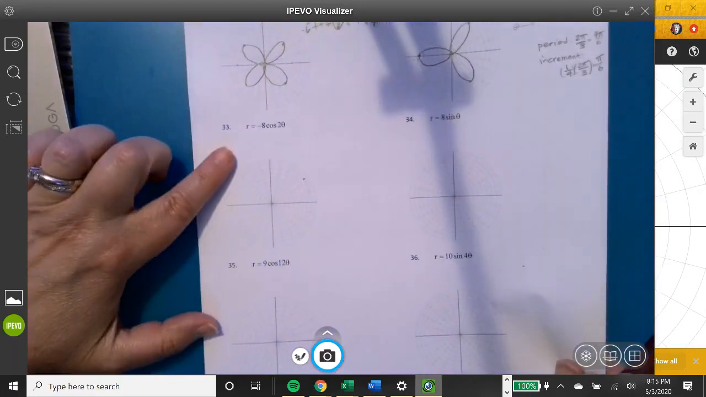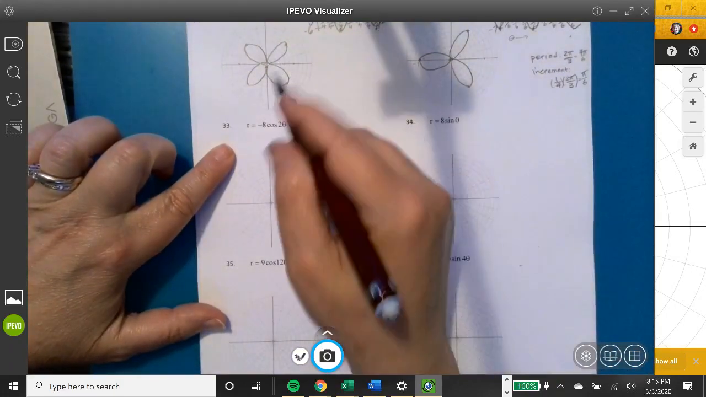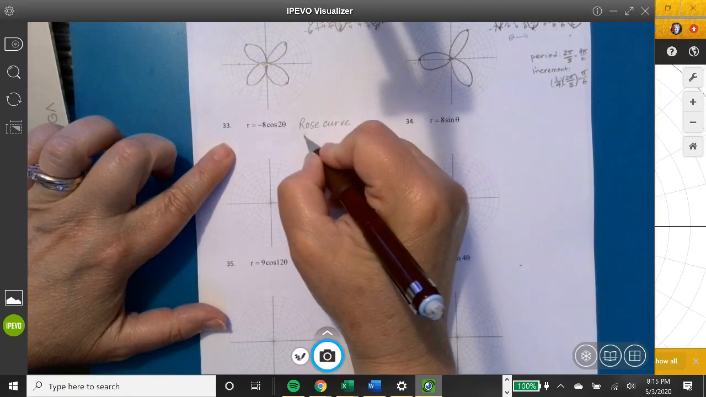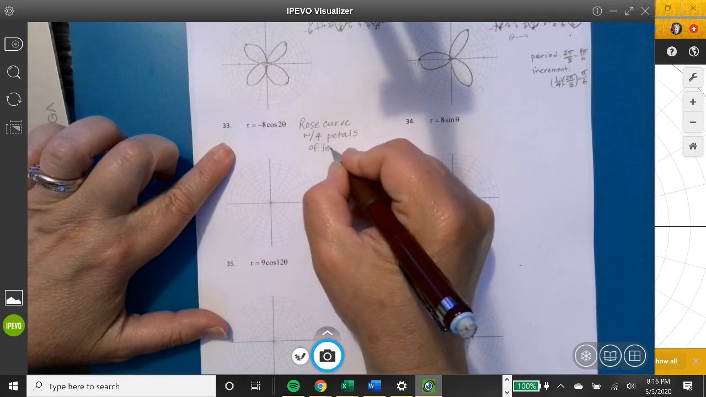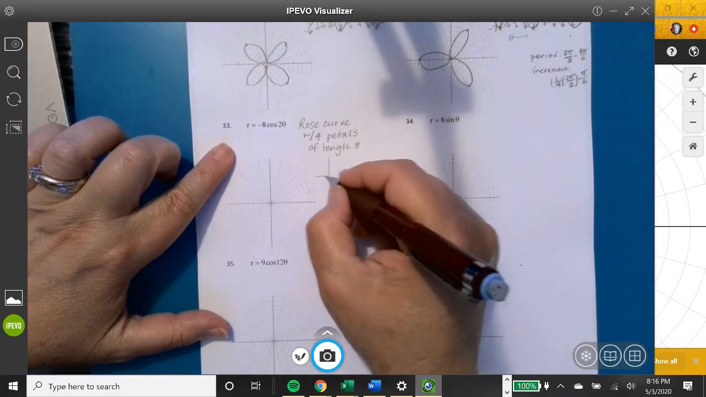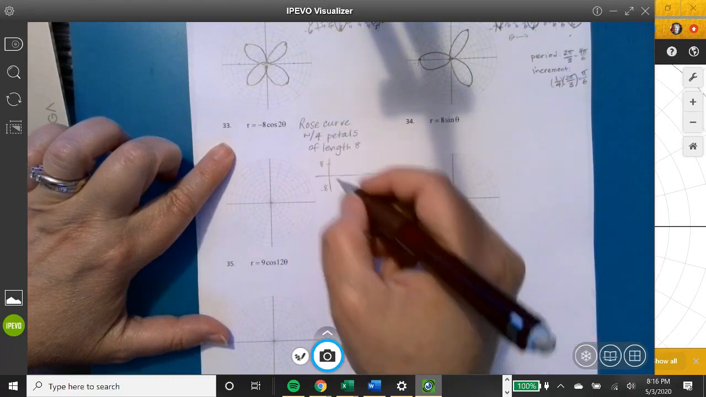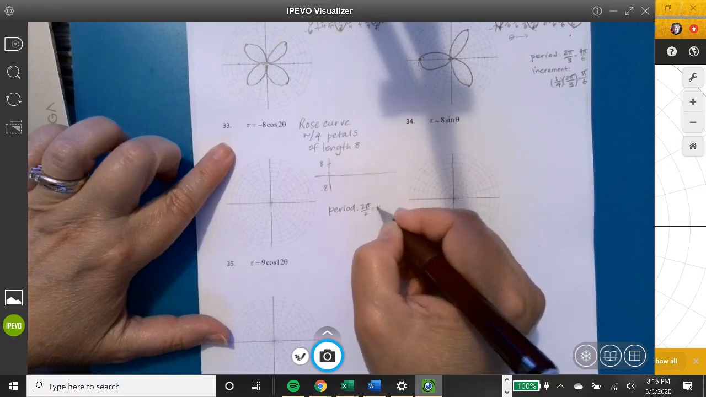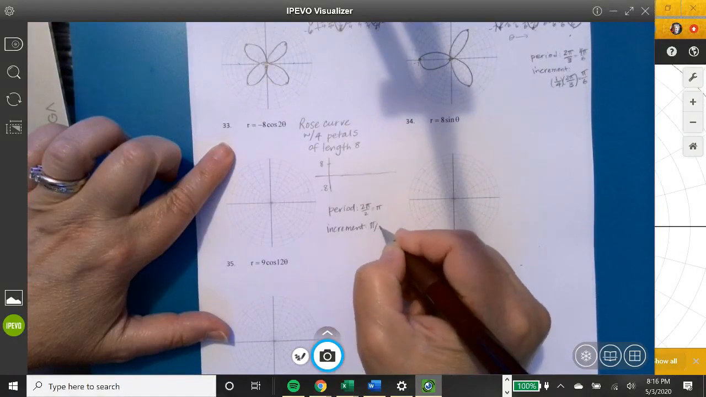All right, this is negative 8 cosine 2 theta. What do we know about it? Well, the B factor is 2, so I know that this is a rose curve with 4 petals of length 8. But this is a negative cosine curve with an amplitude of 8, and it's a negative 8 midline. And the period here is 2 pi over 2 or pi, and the increment is pi over 4.